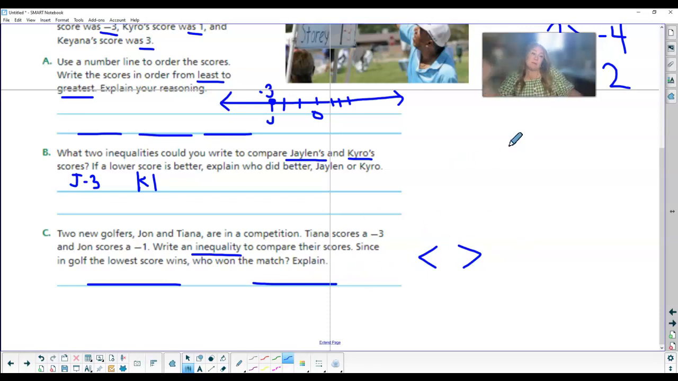And the lower one's going to be the more negative number. It's going to be farther to the left on your number line. So go ahead and complete those for task 3.